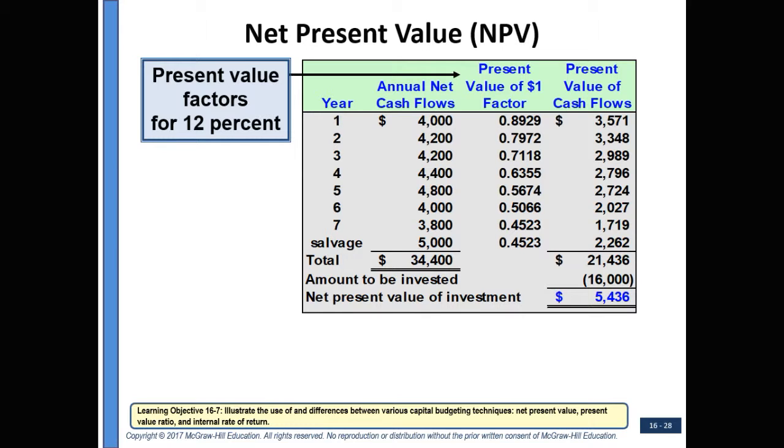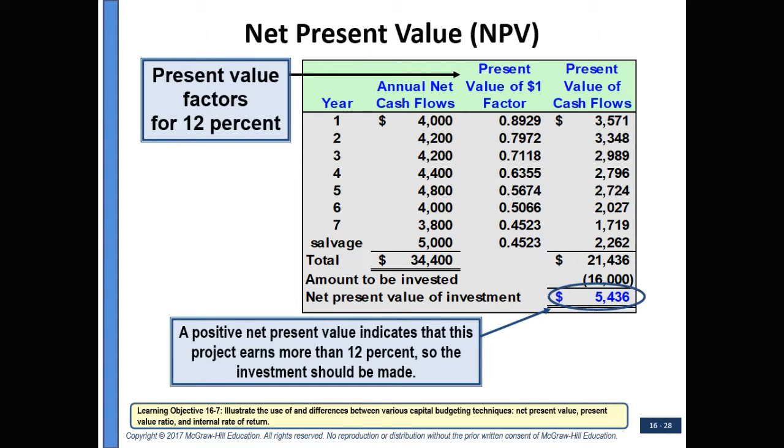So we would have total cash flows of $21,436. For an investment, those are cash inflows, for an outflow of $16,000. There is a positive net present value, which indicates that this is a project that is going to earn more than the 12%, so the investment should be made.